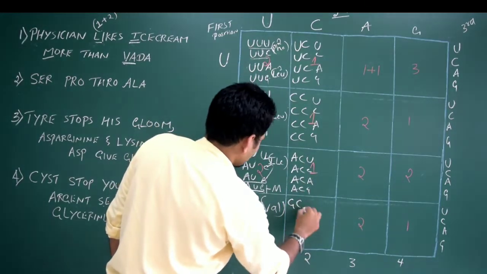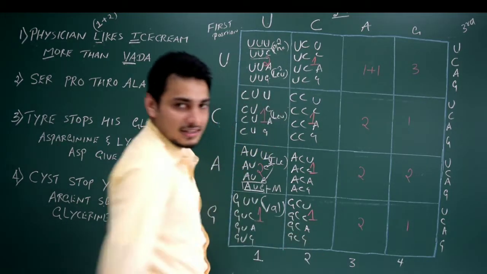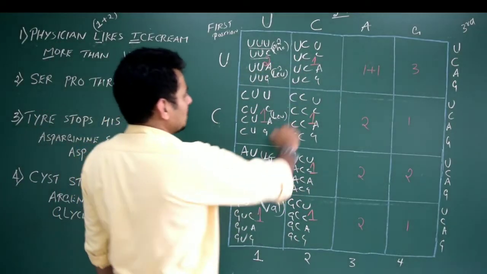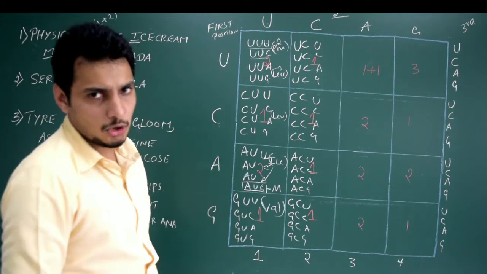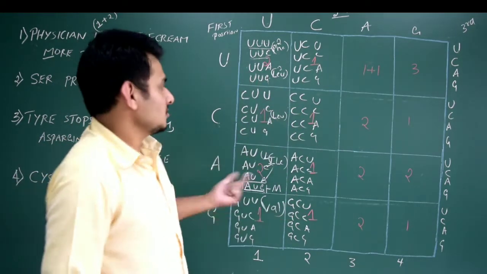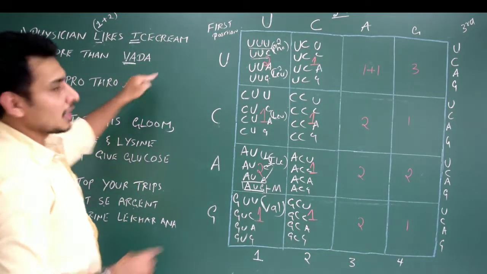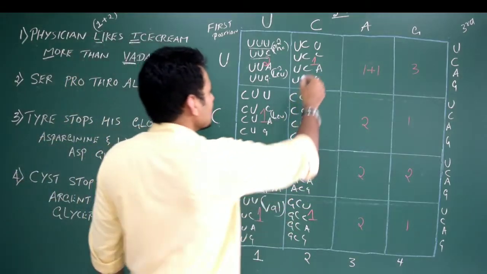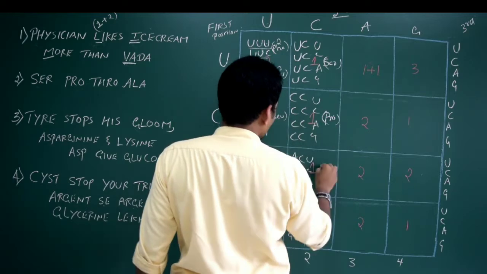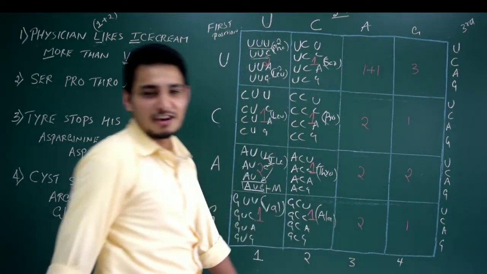GC, UC, AG. Correct? In any question related to these codons, which amino acid does it code for? There is only one amino acid. So let us see which amino acid. Here: ser, pro, thr, ala. Mug up this. So here I am going to write ser, pro, thr, ala. See, very easy.